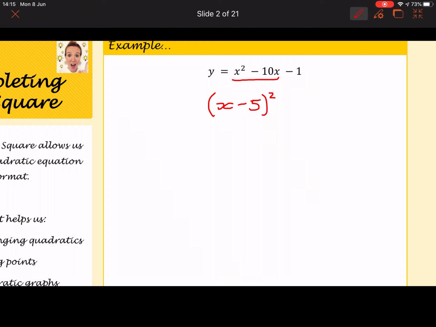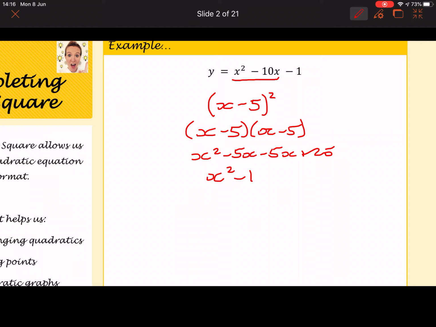Can you see I divided both terms by x, so x squared just became x and the 10x, the x got taken off, and I've halved that second term, so rather than minus 10 it's now minus 5. It's all in brackets and it's squared. That's because if I wrote this out as 2 double brackets, x minus 5 times x minus 5, and expanded it, I would get x squared minus 5x minus 5x plus 25. Simplify it, x squared minus 10x plus 25.